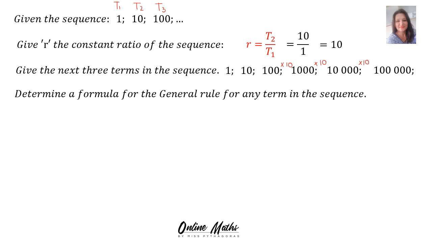Determine a formula for the general rule for any term in this sequence. So the little formula, Tn is equal to A times R to the n minus 1. A is the first term, that is 1. R, we calculated, was 10. So in R's place, in its own little bracket, we substitute 10 to the power n minus 1. And that is where you stop. That is the formula for the general term for this sequence.